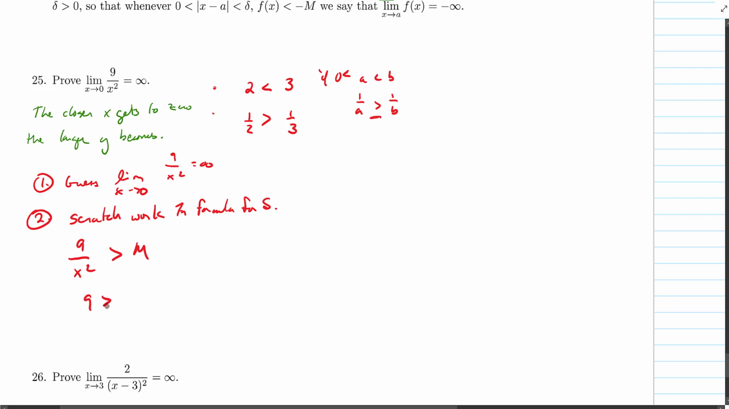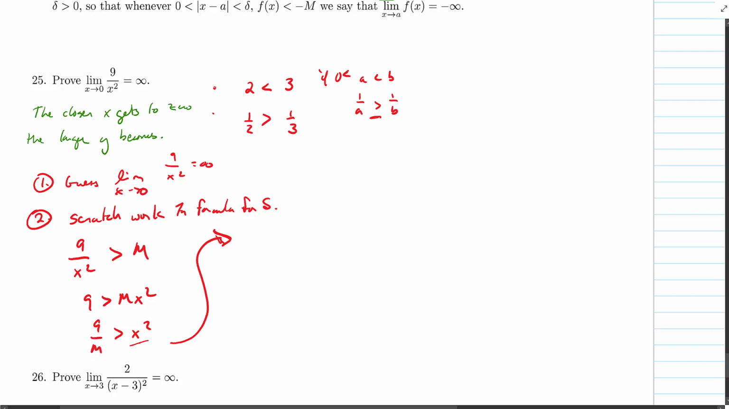So the first thing I'd like to do is multiply both sides by x squared, so that gives us 9 is greater than m x squared, or 9 over m is greater than x squared. One thing that I'll just say real quickly, it's important that all of these quantities are positive, and sure enough, x squared is a positive quantity, and 9 over m is positive.